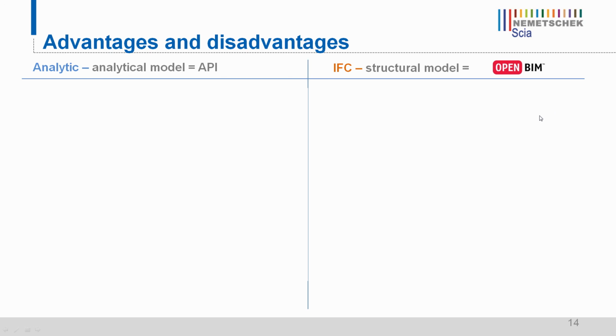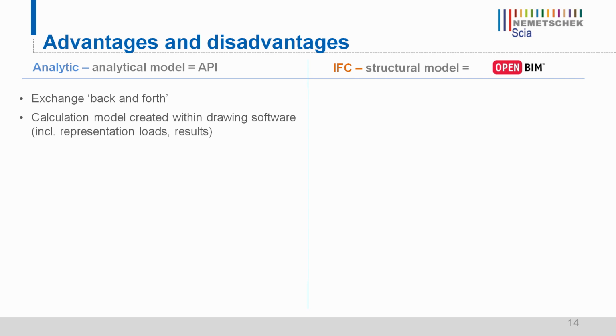So with this exchange, it's very easy to exchange back and forth. You can send a model from program 1 to program 2, and then again from program 2 to program 1, and you can keep building on the model in the other program. In an analytical link, you have to make the calculation model within the drawing software. So this can be an advantage or a disadvantage.